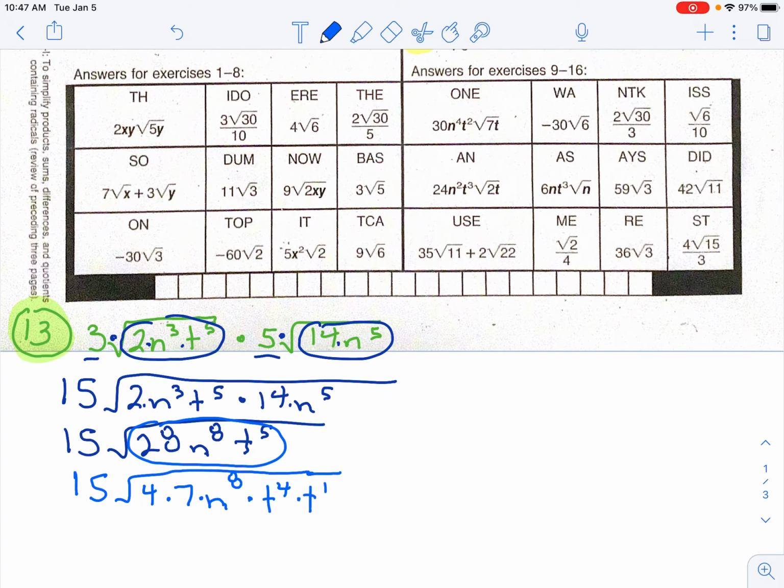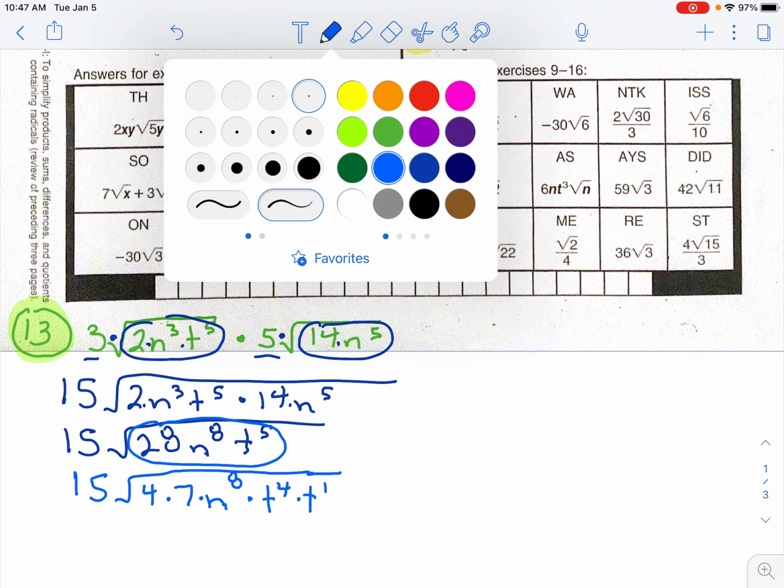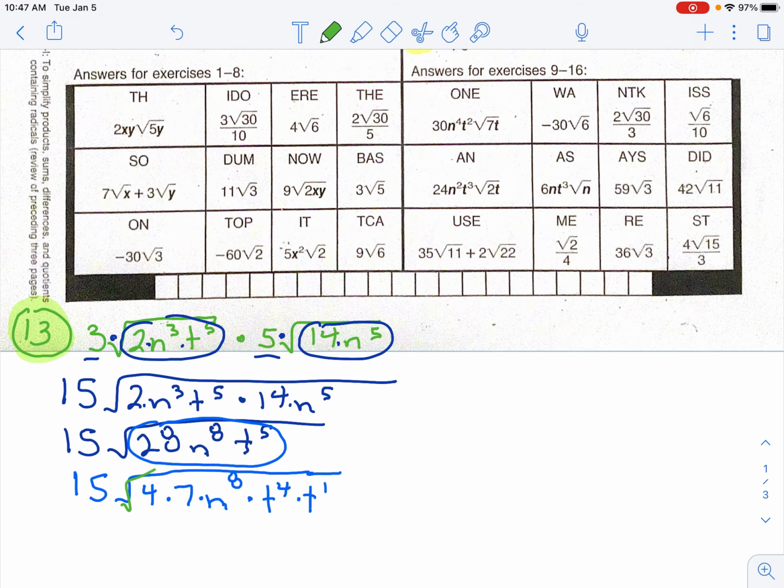Once I have them separated into perfect square factors, then I can take the square root of each of those individual factors separately. When I do that, again, the 15 stays there, but the square root of 4 is 2. The square root of 7 is an irrational, non-repeating, non-terminating decimal, and no more perfect squares go in there, so that just stays under the radical. N to the 8th, the square root of it is n to the 4th. T to the 4th, the square root of that is t to the 2nd. And then finally, the square root of t to the 1st is, again, not a perfect square.